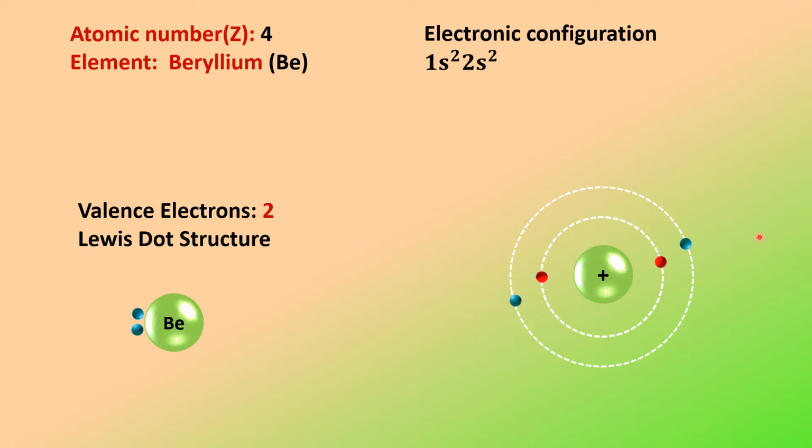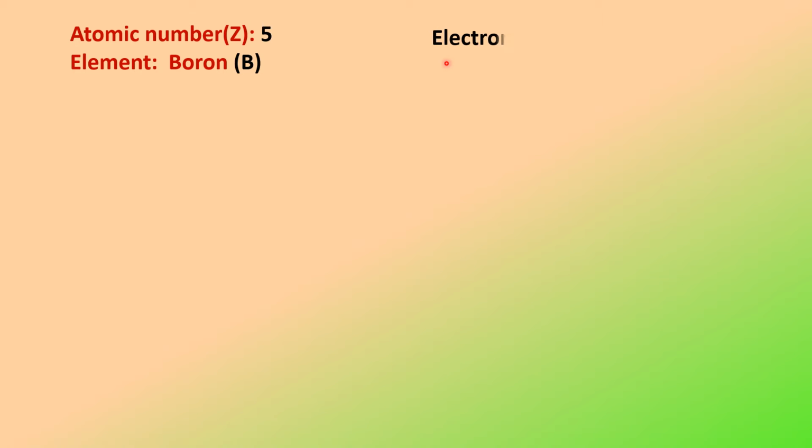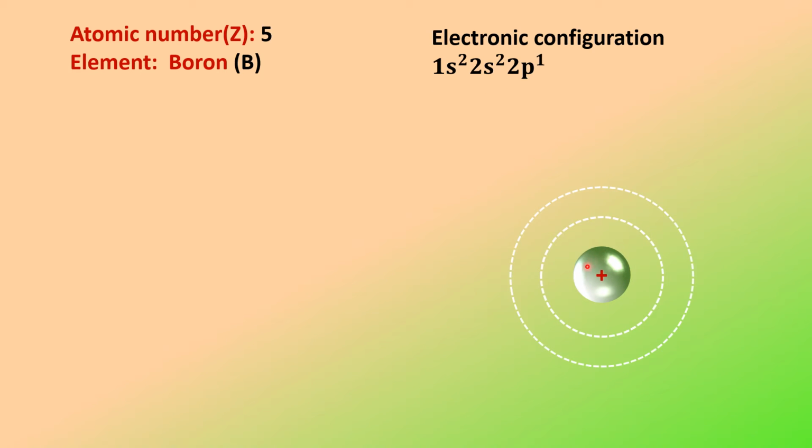Likewise we go for the next element, the fifth element, boron. Atomic number is 5. Its symbol is B. Electronic configuration for boron is 1s2, 2s2, 2p1. This is the nucleus.